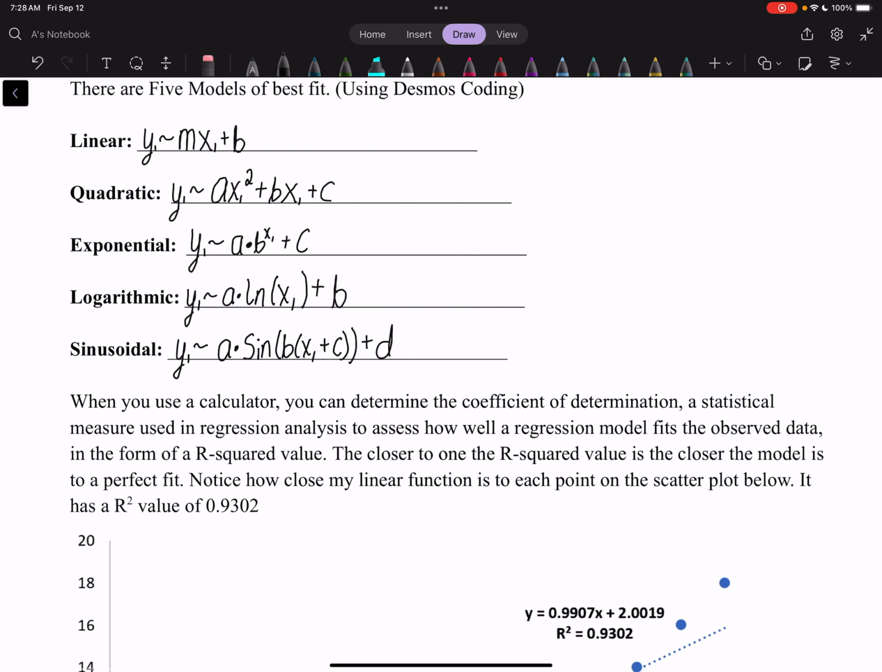Now, there are 5 different types of models for best fit that we will be using in Math 4. Linear, quadratic, exponential, logarithmic, and sinusoidal. Now, I do realize there are more transformations than what I have listed in these problems. Math 4-wise, we are good at just these, okay? All right.